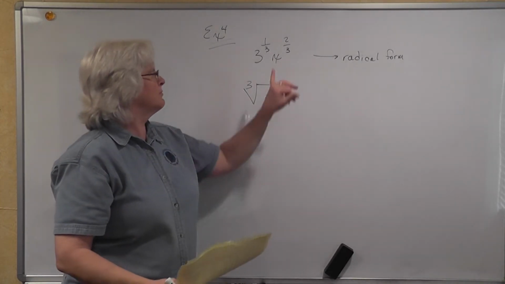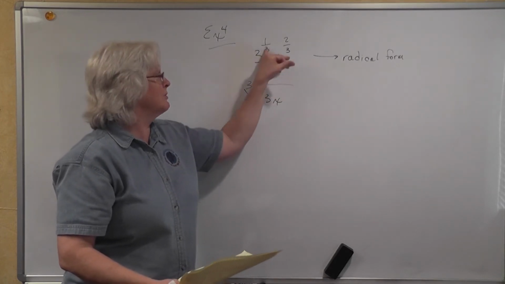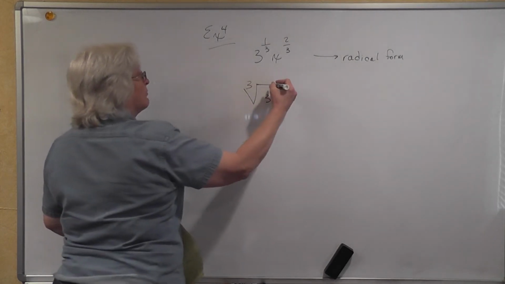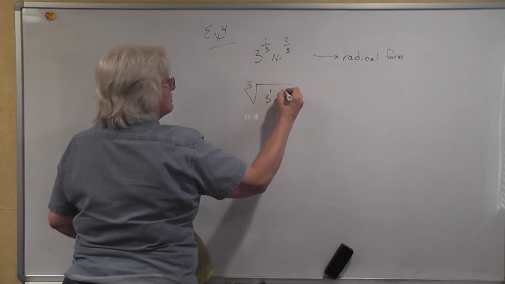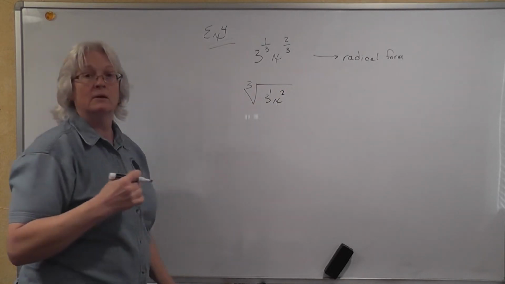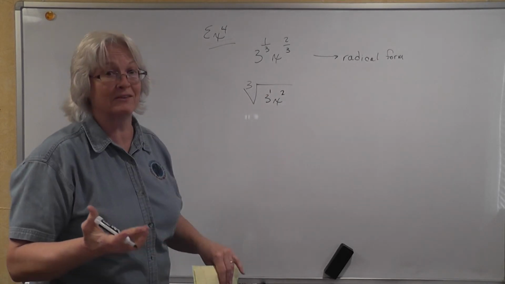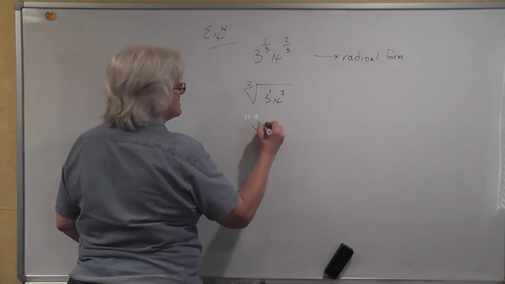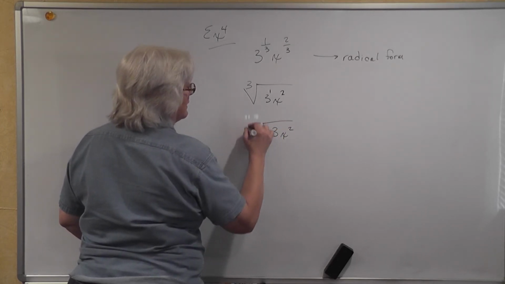And the numerators of the corresponding factor here, the numerators are the exponents. So we have a 3 to the first, we have an x squared. Do we need to show that 1? As a matter of fact, should we show that 1? No. So what we have is the cube root of 3x squared.